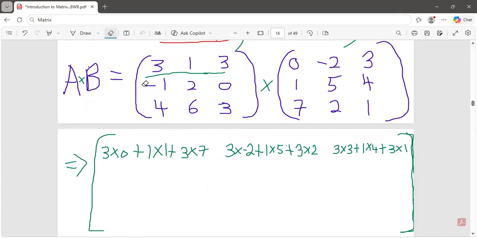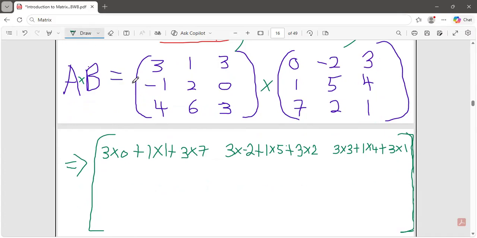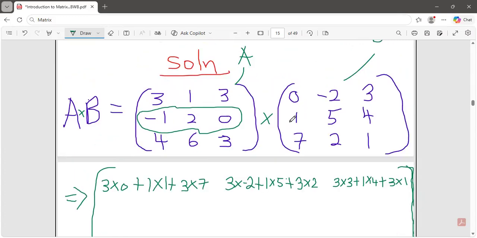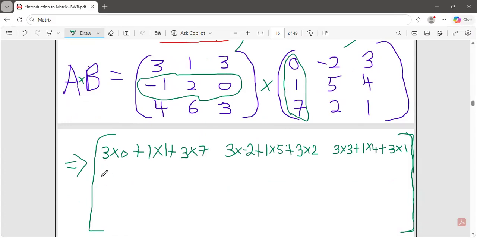Now that we are done with row 1, the next focus is the second row. We are going to take the second row, as you are seeing over here, and use it to multiply the various columns. So the second row is going to go against column 1 of B first. This is how it's going to be. Let's all quickly perform that experiment together. And we are going to get what?